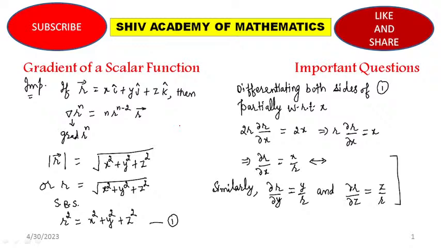So just look at the screen. First problem I have taken. If r equal to x i cap plus y j cap plus z k cap, then we have to show that gradient of r to the power n equal to n r to the power n minus 2 into vector r.